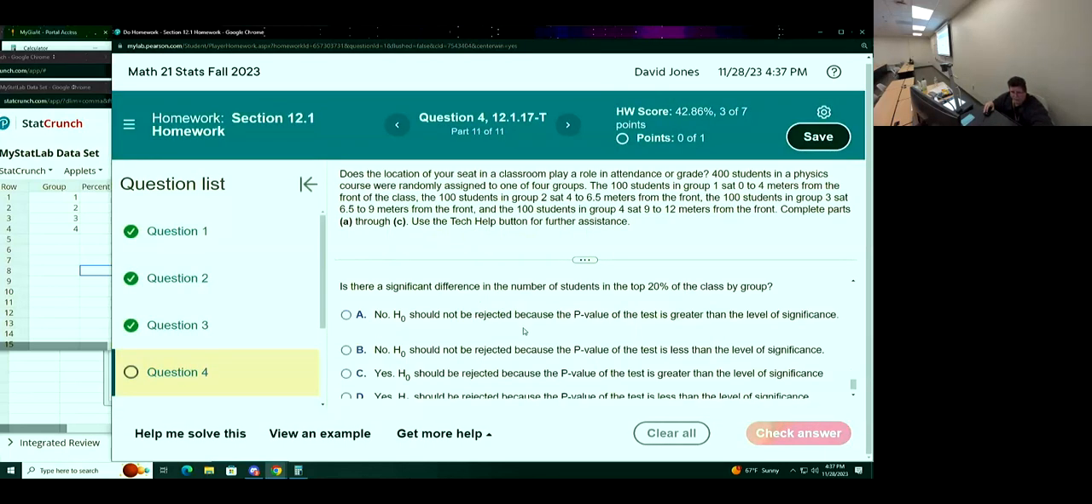So my p-value is greater than alpha. So it's not too low. I do not reject H naught. I do not support HA. H naught should not be rejected because the p-value of the test is greater than the level of significance.